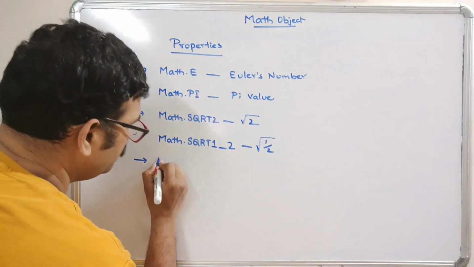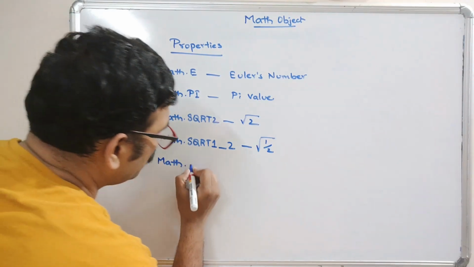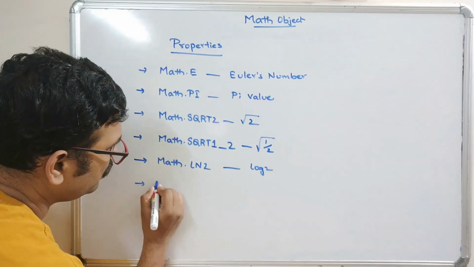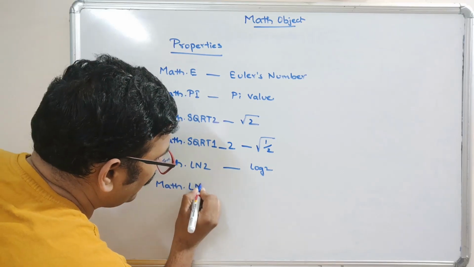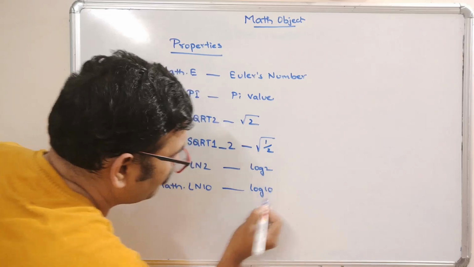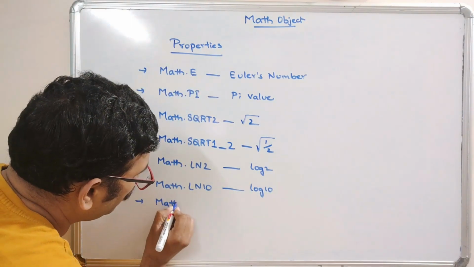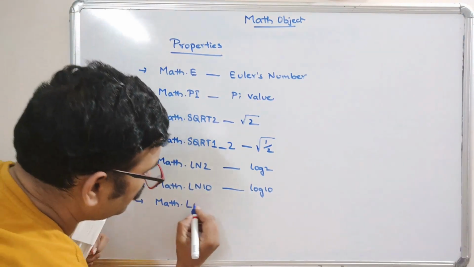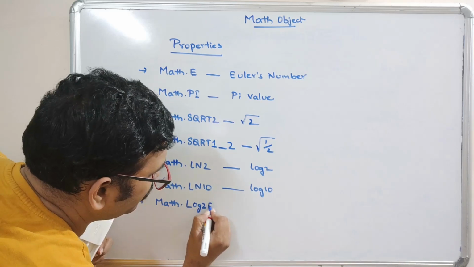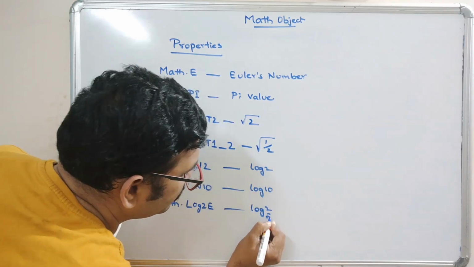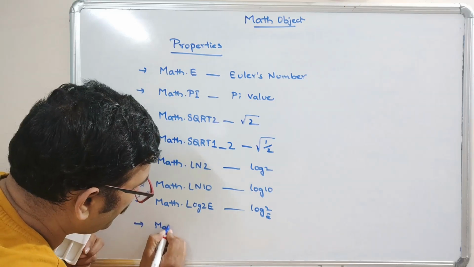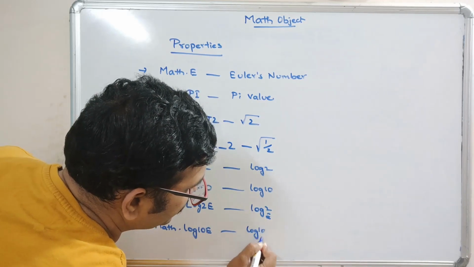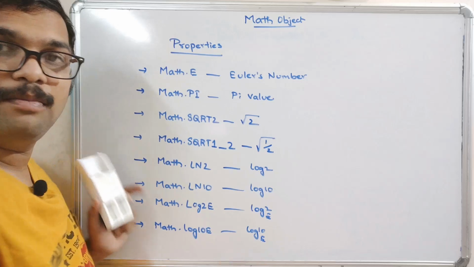And then the next one, Math.LN2, it gives log 2. Similarly, Math.LN10, it gives log 10. And also Math.LOG2E, it will give log 2 base e. Similarly, Math.LOG10E, it will give log 10 base e. So these are the properties available in the Math object.